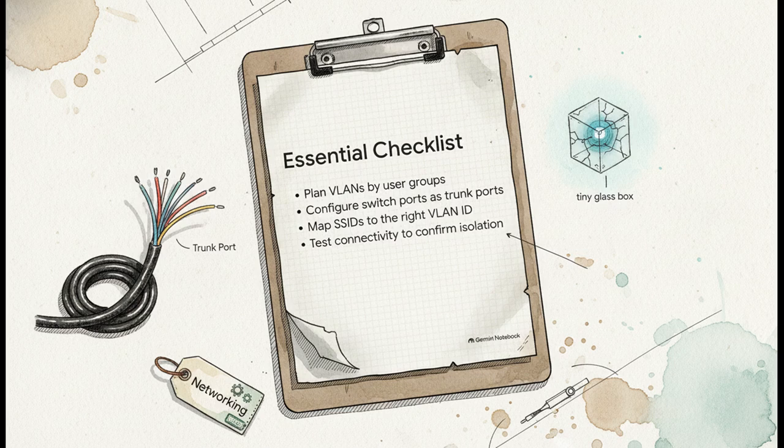Third, meticulously map your SSIDs to the right VLAN ID so your wireless users actually end up in the correct virtual rooms. And fourth, always test connectivity to confirm isolation. You absolutely have to verify that those soundproof glass walls are holding up and keeping the broadcast noise contained.